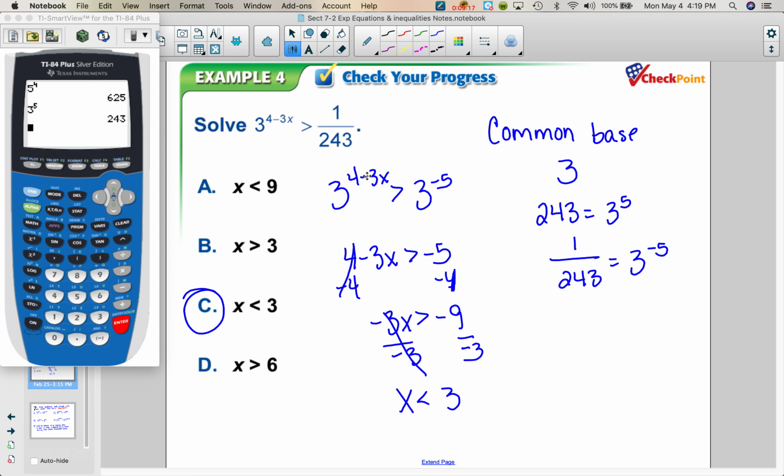Okay, so again, this is exactly the same thing as it was with equations. Find your common base. You got to use the rules for exponents. The only thing I guess that you'd have to remember here is when you multiply or divide by a negative number, you have to flip the inequality. So you have to remember that. So really that's all the new material. The notes were kind of short.